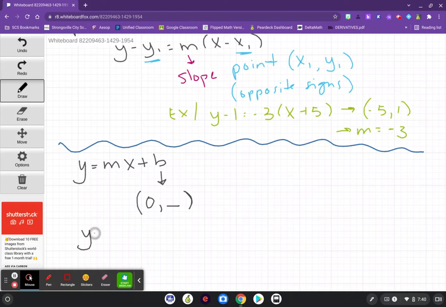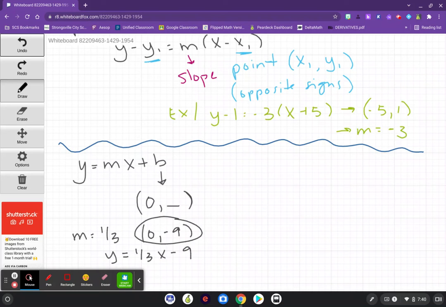So, for example, if I have the slope 1/3 and the ordered pair 0, negative 9, I could write the equation y equals 1/3 x minus 9 because negative 9 is the y-intercept.